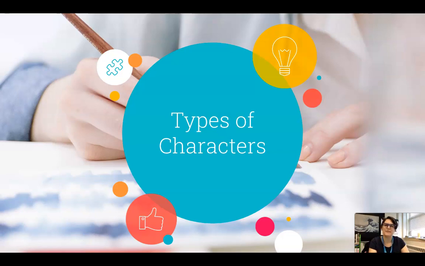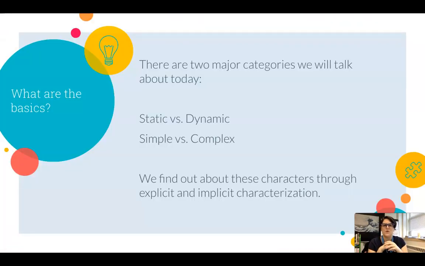All right, guys, we're going to talk about the next one of our major story elements. We've got setting, plot, character, conflict, and theme. We've already talked a little bit about setting, and we've already talked about plot. So today we're going to talk about characters and do a deep dive into different types of characters. So we're going to talk about two major categories, static versus dynamic, and simple versus complex.